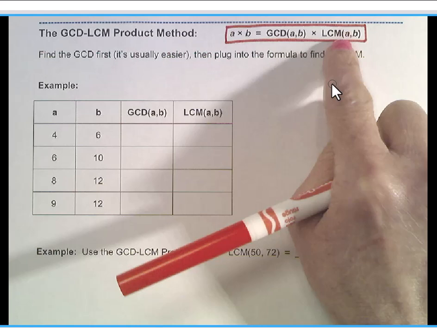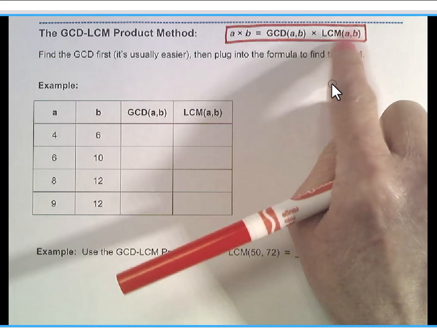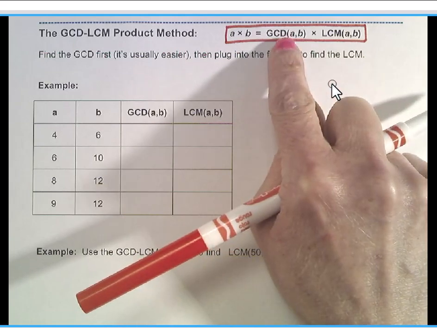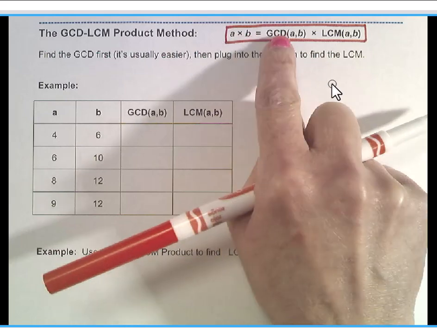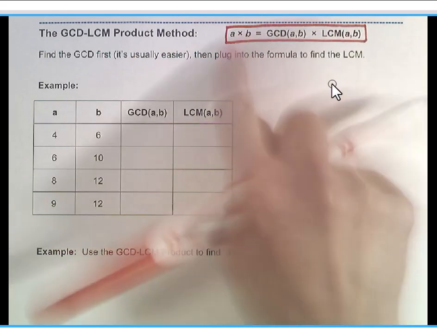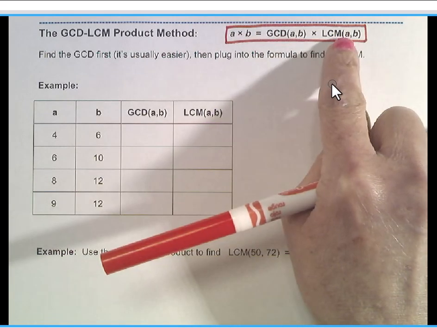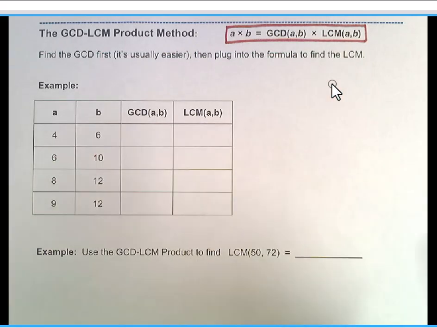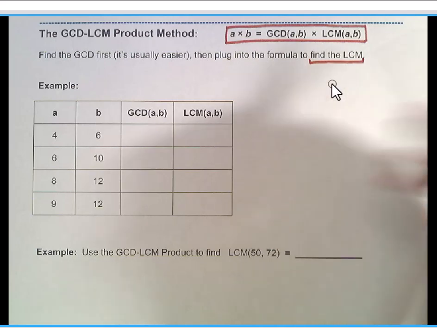This is most often used to find the LCM because the LCM is inherently a little bit harder to find because multiples are big. Usually the GCD we can do in our heads. So if you know A and B and you know the GCD, you can solve this little formula to get the LCM. So we usually find the GCD first, and then we use the formula to find the LCM.